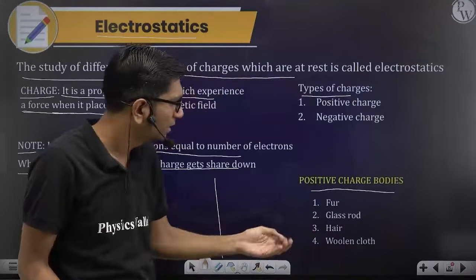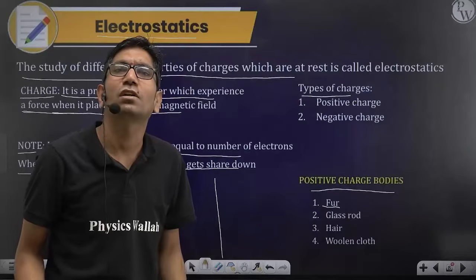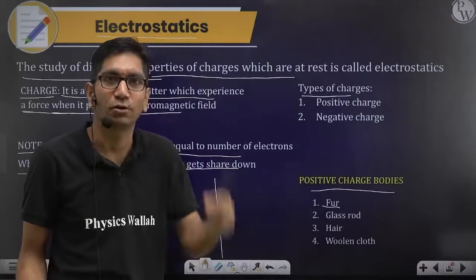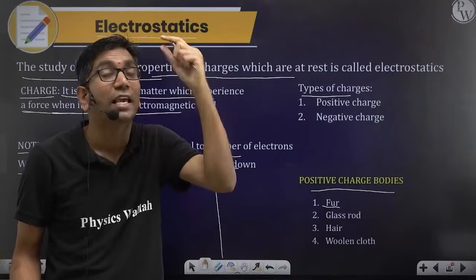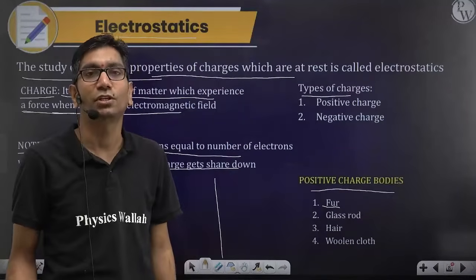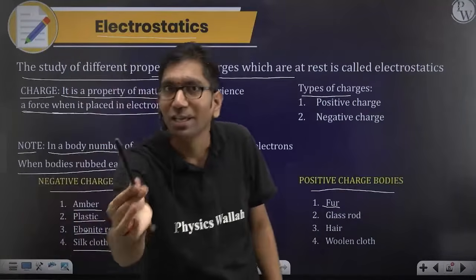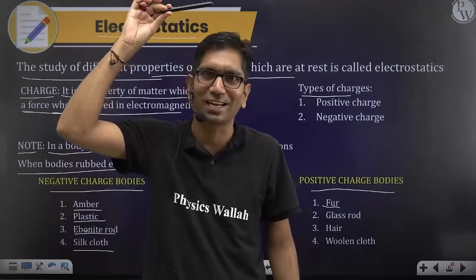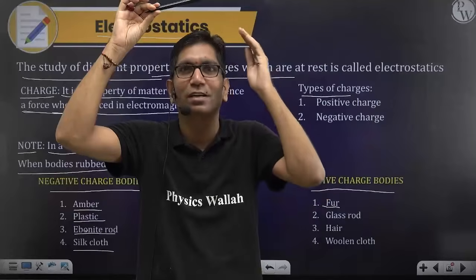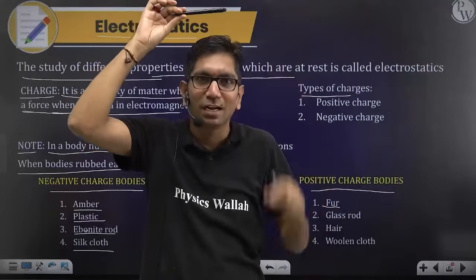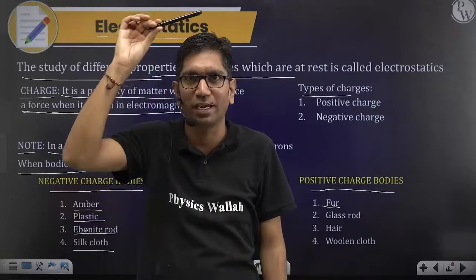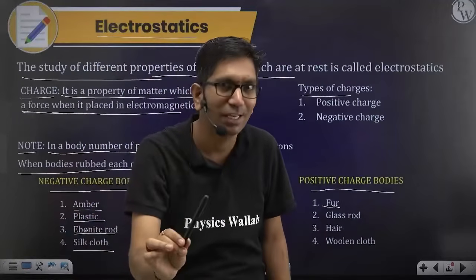See here, I have written fur. What is fur? A hairy-like substance is called fur. These are the hairs. Hairs act as positively charged, and this one is negatively charged. As everyone knows, positive and negative attract. So my hairs will move in an upward direction, attracting this pen. Is it clear for you all?